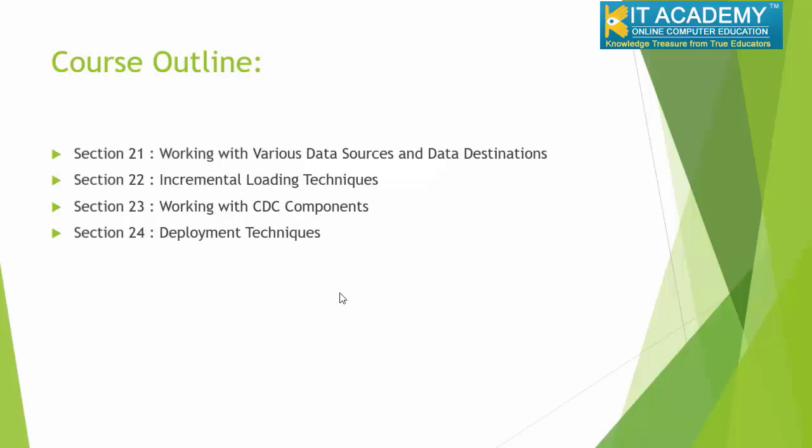In section 21, I have discussed the various data sources and data destinations SSIS is offering to us. For example, we can use an XML data source, or a raw file data source, or a data reader destination, and so on. All those things have been discussed in section 21.